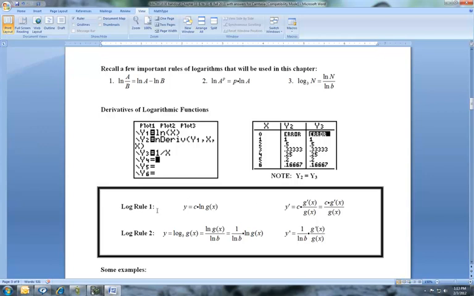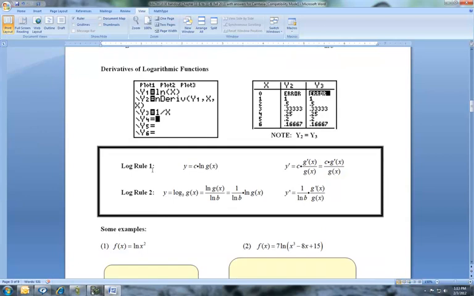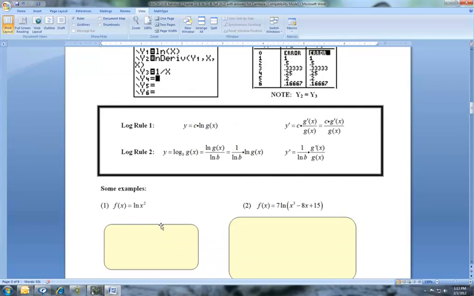Now I want to look at log rule 1 for a couple of examples, and then I'll come back to log rule 2 in just a second. It looks sort of similar, but I'll be back. I see ln, so log rule 1 applies. My g of x is the thing after ln. How easy is that? So g of x is after ln, so my g of x is x squared. In order for me to apply the formula, not only do I need g of x, but I need g prime. So g prime would be 2x.